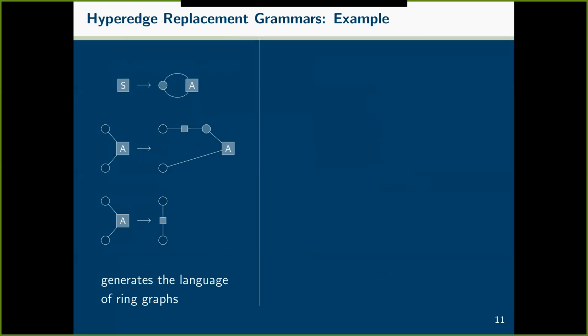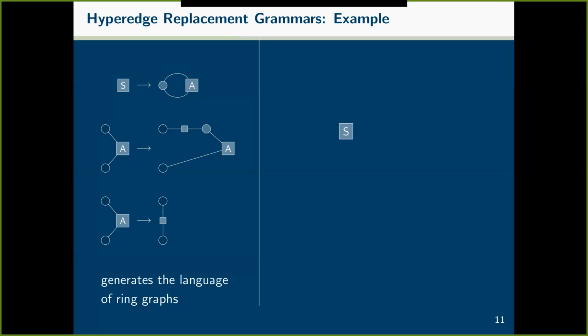So this is what a hyperedge replacement grammar looks like. It's just like in a context-free grammar, it has rules, and each rule has a left-hand side and a right-hand side. And now it's just that the left-hand side is a non-terminal hyperedge, and the right-hand side is a fragment of graph that we're going to replace the hyperedge with. So let me walk you through an example.